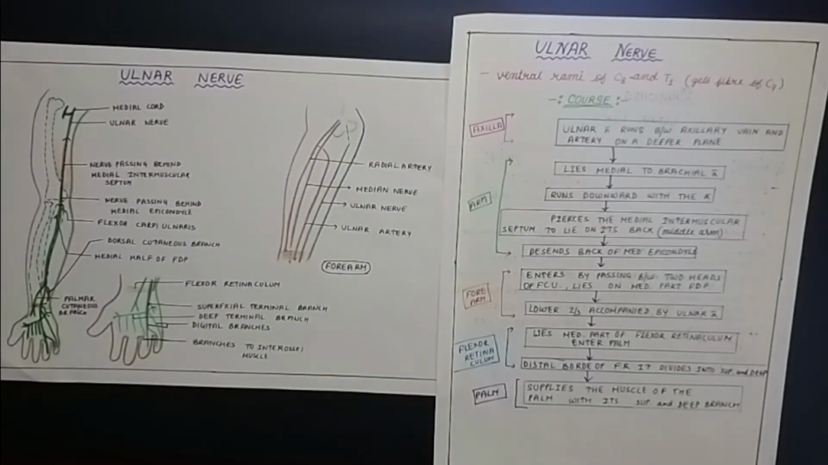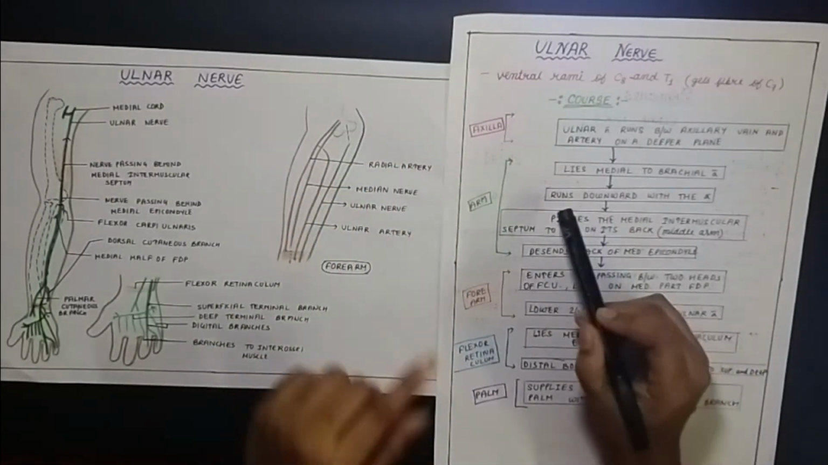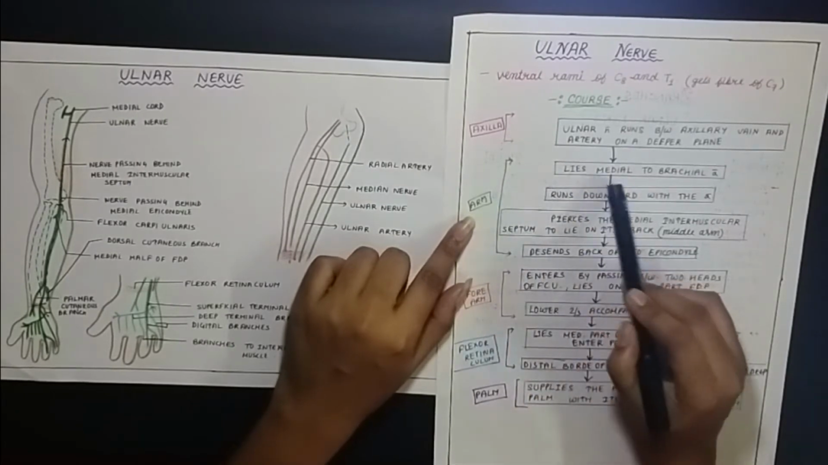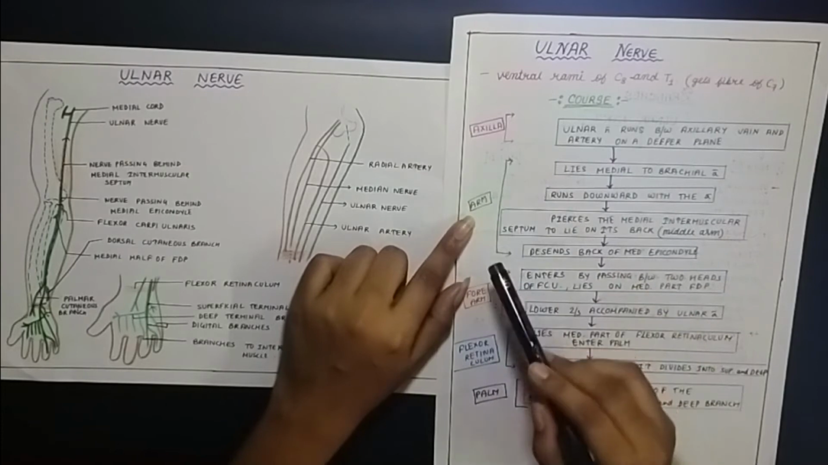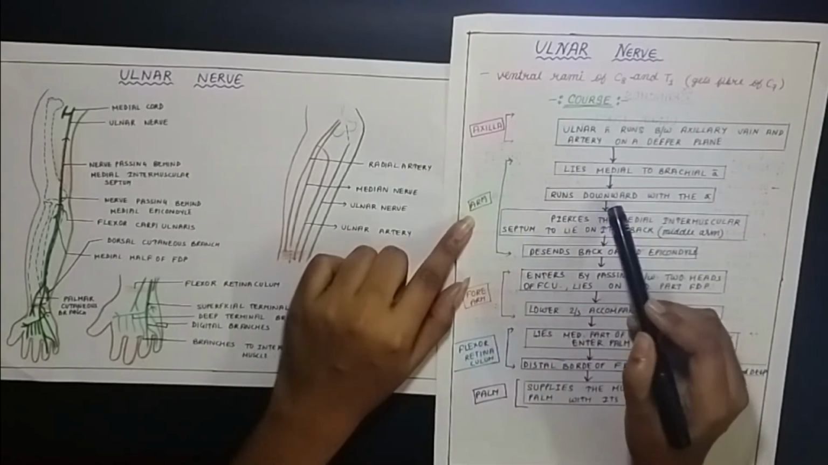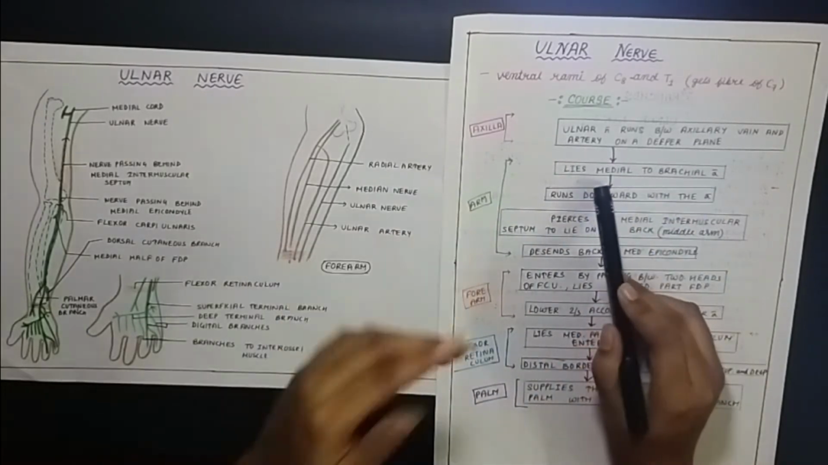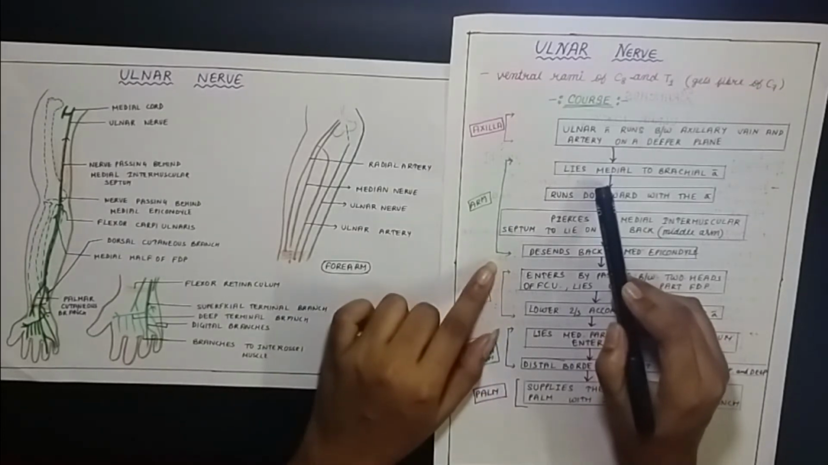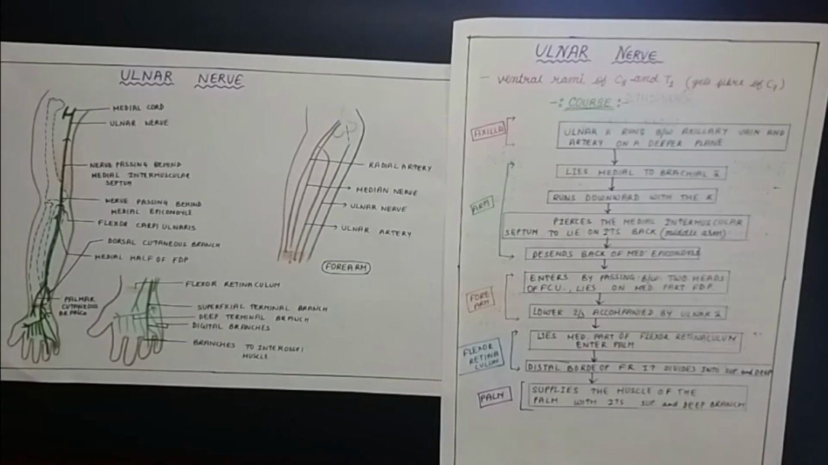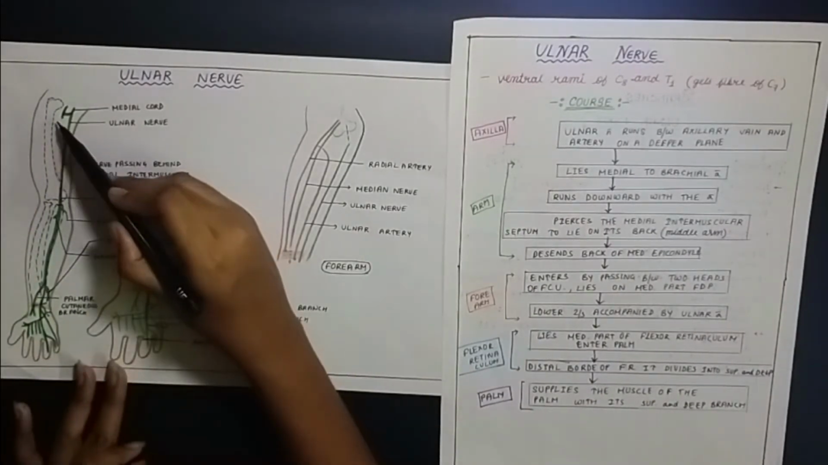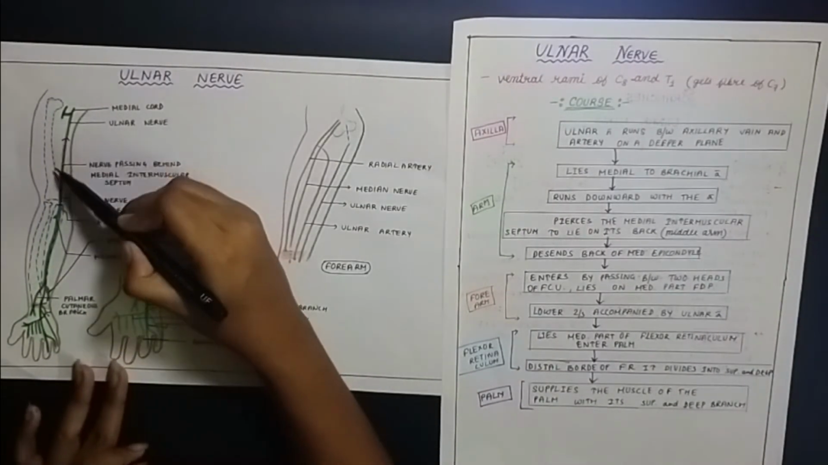Okay, now let's move into the arm. Then it moves into the arm and lies medial to the brachial artery. As you know, the axillary artery in the arm becomes the brachial artery, its name changes. For that, it lies medial to the brachial artery. See, this is the ulnar nerve, as you can see. So if this is the ulnar nerve, then you can think that here will be the brachial artery.